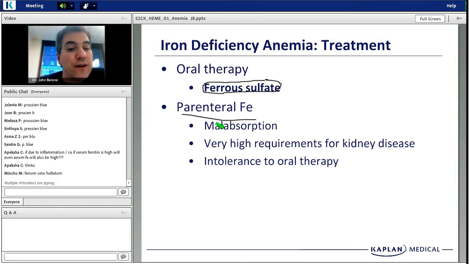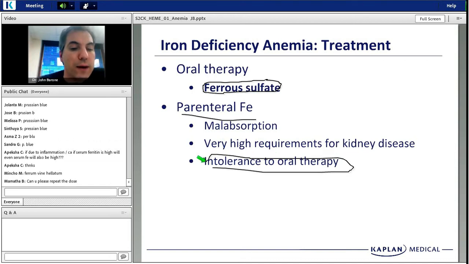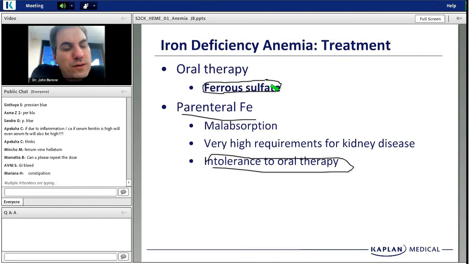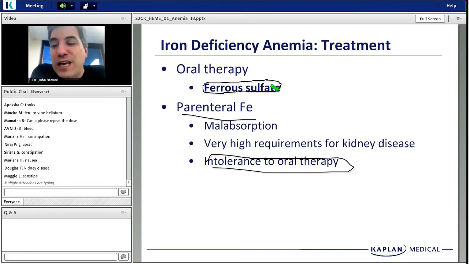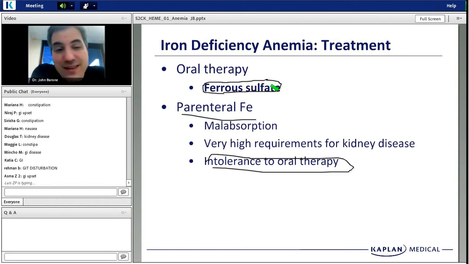IV. Well, I do it if I couldn't absorb it. Maybe I had an intestinal resection, maybe I have no acid, or maybe I need a lot, and I just can't absorb enough. But mostly we do it because of intolerance to therapy. So please tell me, what would be intolerance? Yes, constipation. Lovely, wonderful constipation. When you give somebody oral ferrous sulfate, they usually stop taking it because of the constipation and GI upset. That's usually they can't do it, they stop it.